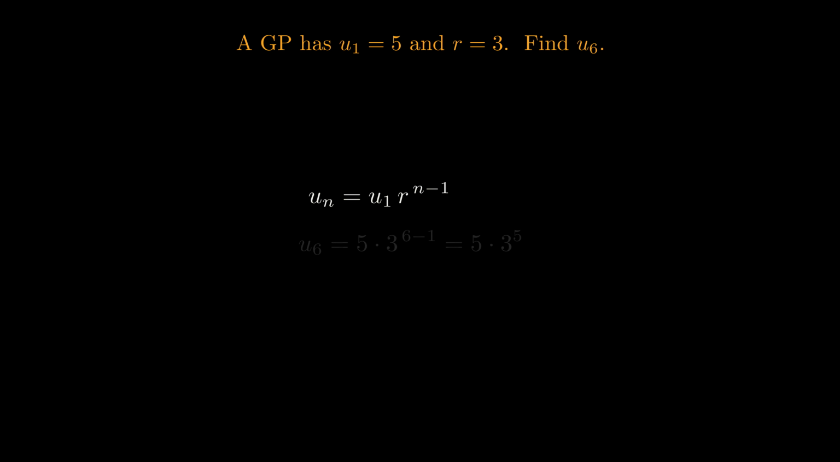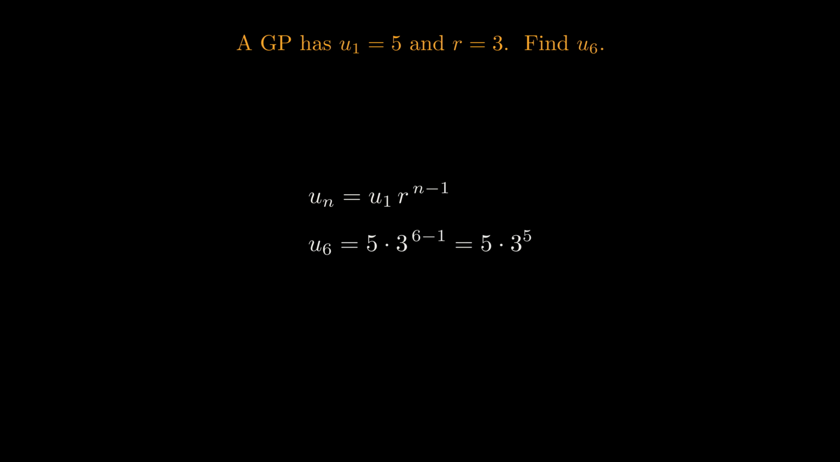Let's put it to work. Easy first. My own numbers, IB style. A geometric sequence starts at 5 with common ratio 3. Find the 6th term. Straight into the nth term formula. un is u1 times r to the n minus 1. So u6 is 5 times 3 to the 6th minus 1.